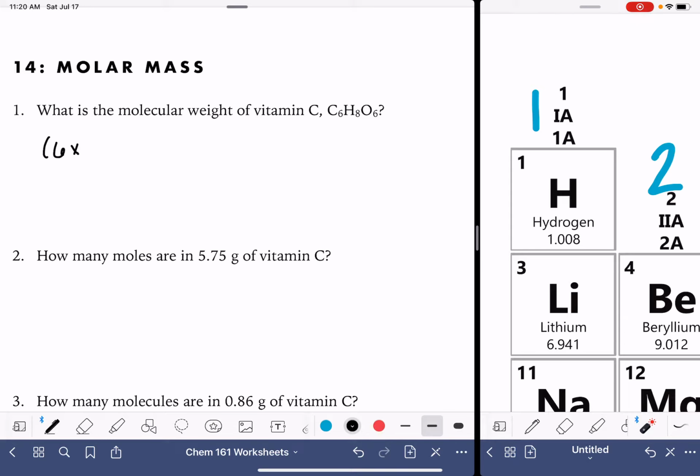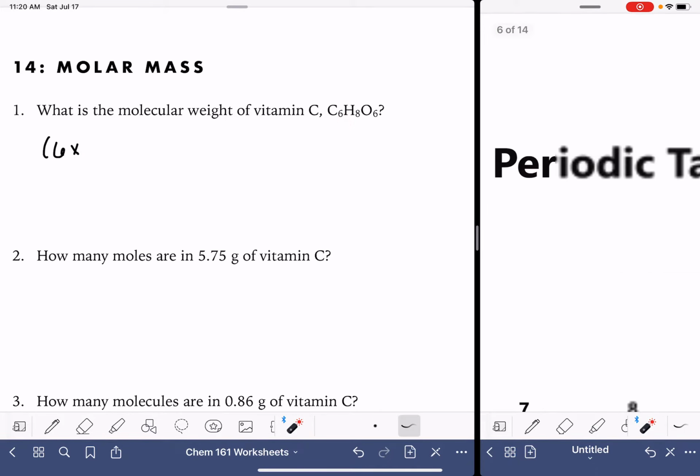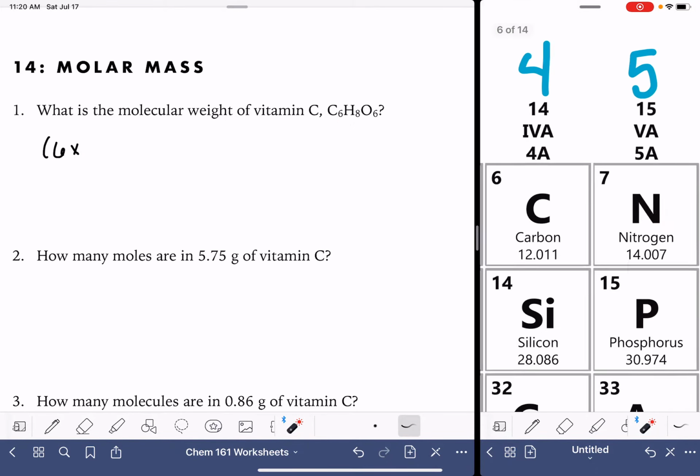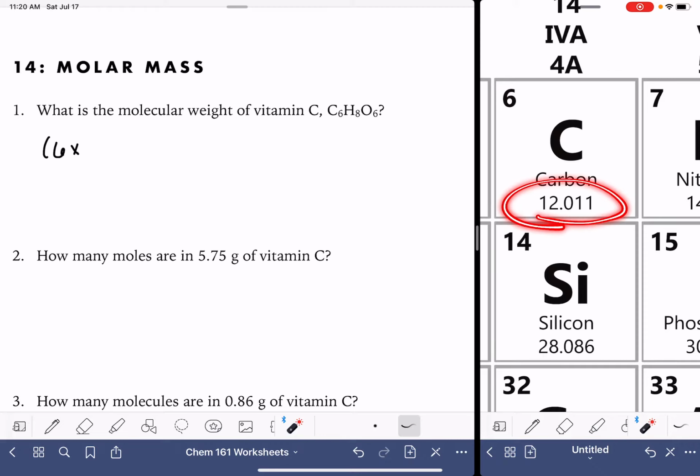So in this particular molecule, we can see that we have 6 carbon atoms. That means we need to take the mass of 6 carbon atoms. The periodic table gives us the mass of 1 carbon atom, 12.011 grams. Your periodic table might have slight differences in the decimal places on these atomic masses, and that's okay.